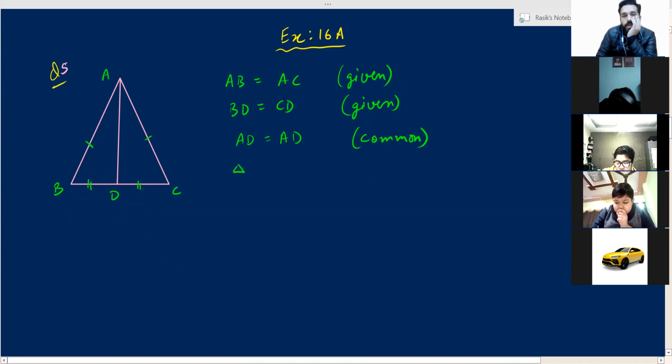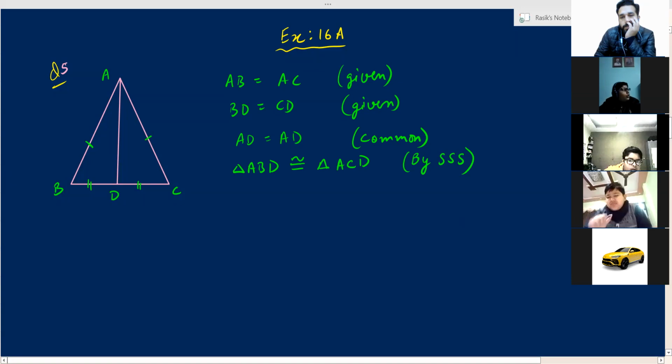Can we say that the two triangles are congruent? Triangle ABD is congruent to triangle ACD. Tell me the rule, by which criteria? Side, side, side. All the three sides are equal. See the figure and see that we have proved that all the three sides are equal. Therefore, by the side rule, we can say that the two triangles are congruent.